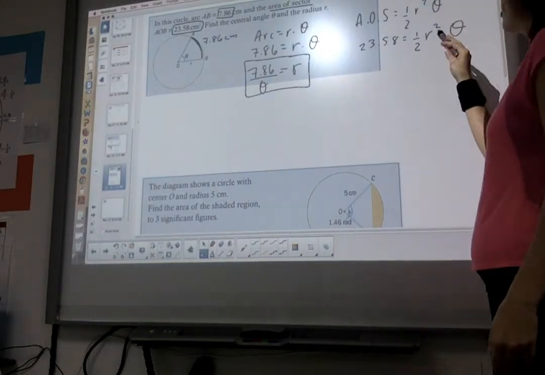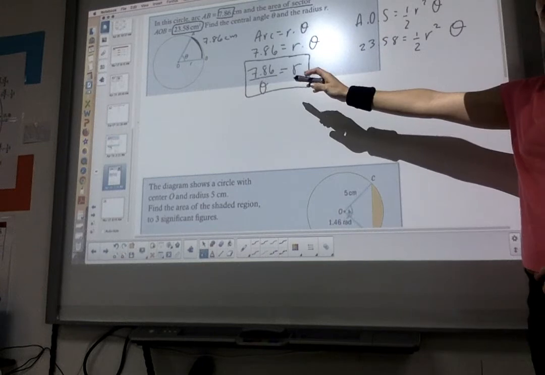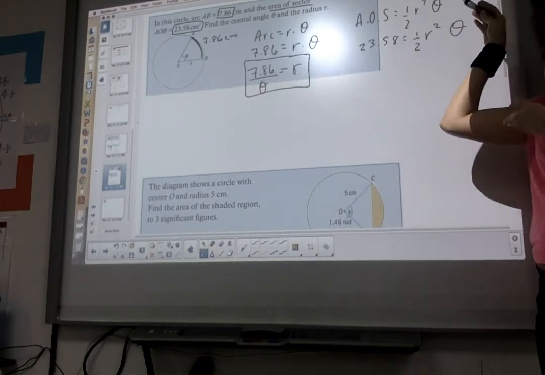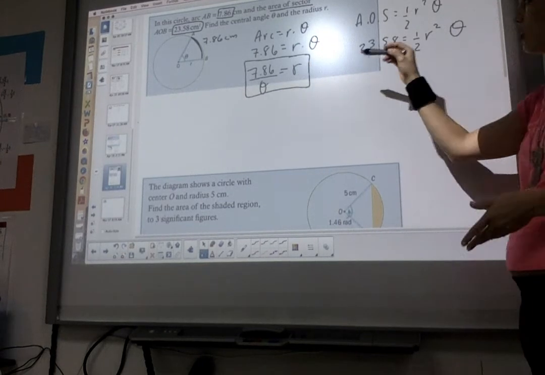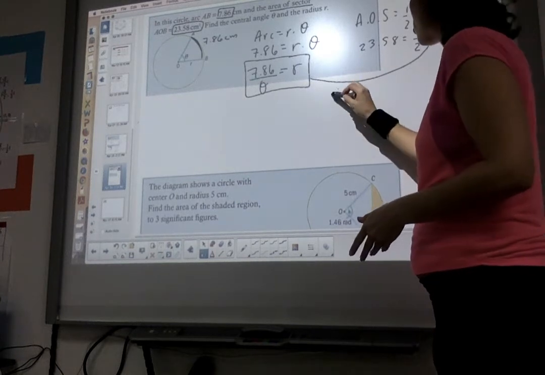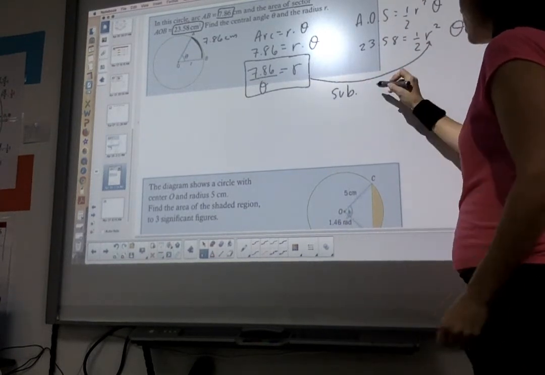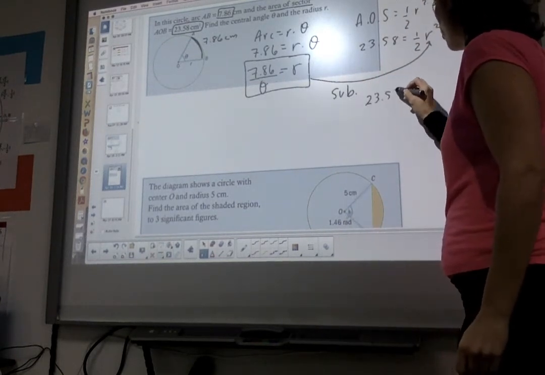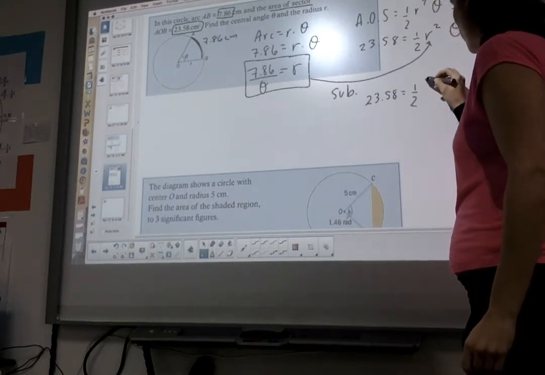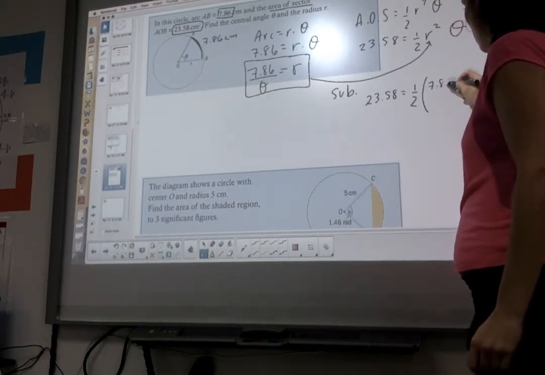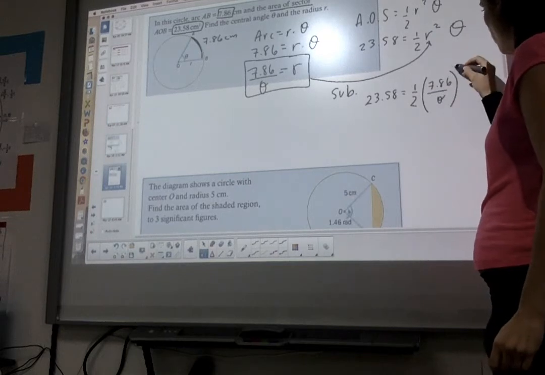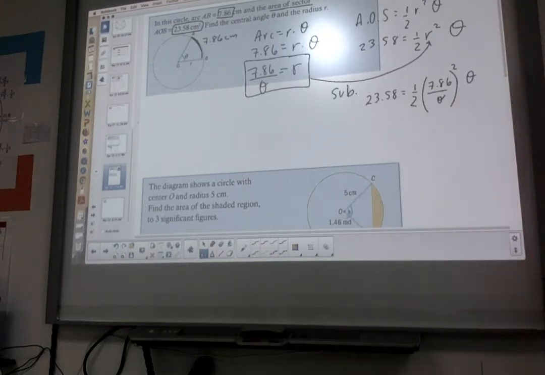Okay. So I don't know R and I don't know theta, but how can I use this boxed equation in this one? So now I can substitute, and you'll get one equation with just one variable. Ta-da! And then you just have to do this very carefully. Shall we do the algebra together?